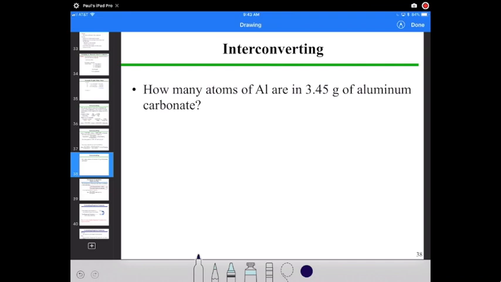Here, let me start you off. 3.45 grams. And how do I make that compound? Al and carbonate, CO3, 3 plus, 2 minus. That should be helpful.